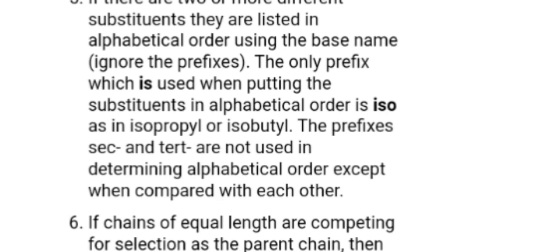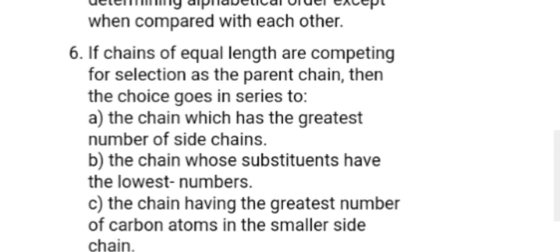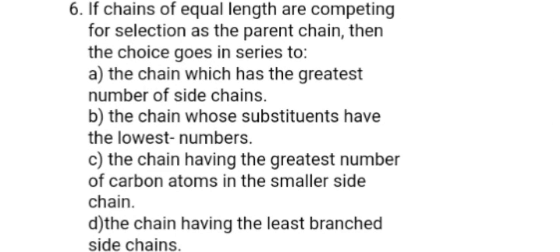Then number 6. If chains of equal length are competing for selection as the parent chain, then the choice goes in the series. For example, now let's say when we were counting, we discovered that we have like 3 different chains that have the same number of carbon atoms, equal length. Which one are we going to choose? Look at the one you are going to choose.